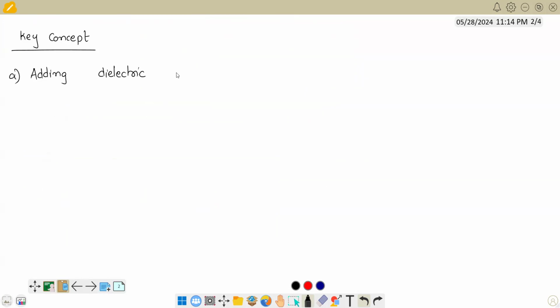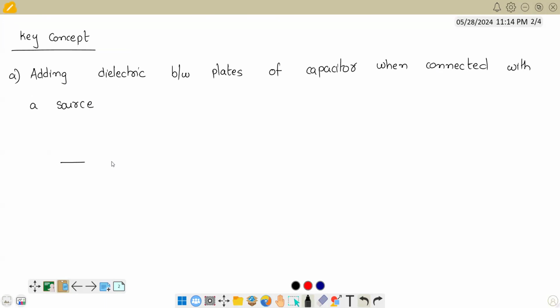The first key concept is adding dielectric between plates of capacitor when connected with a source. What do you mean by this? In this concept, there will be a capacitor and it will have a voltage V. Its capacitance, let me call this C naught, and its voltage is V.